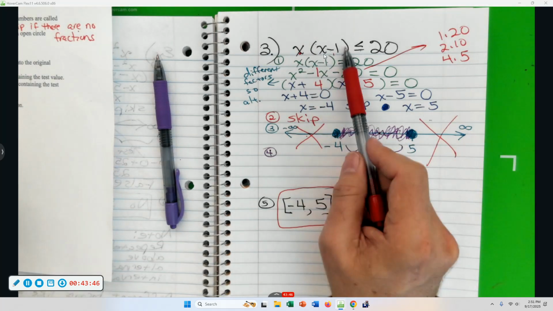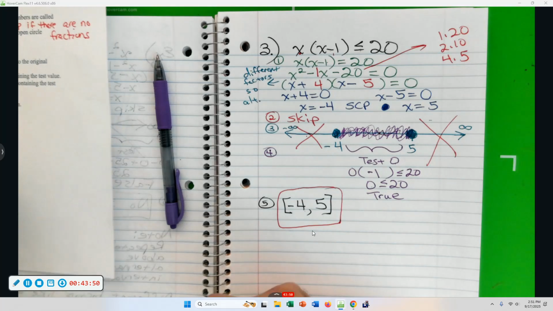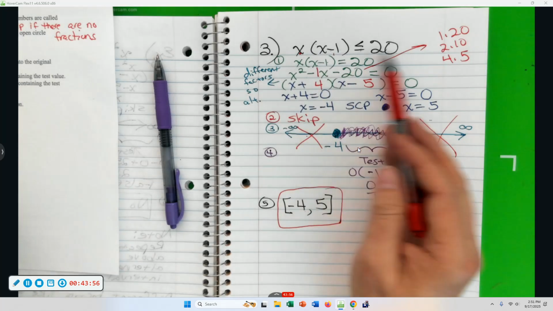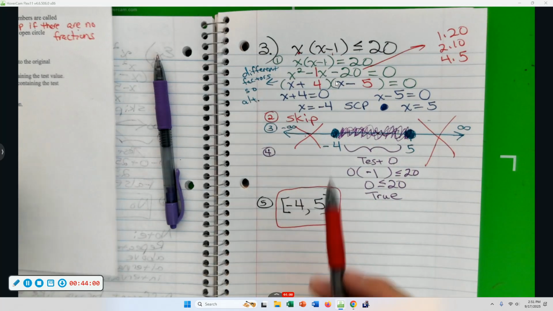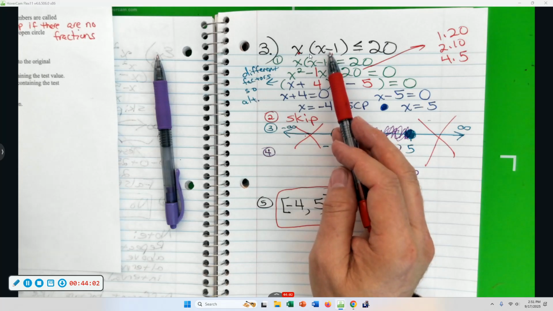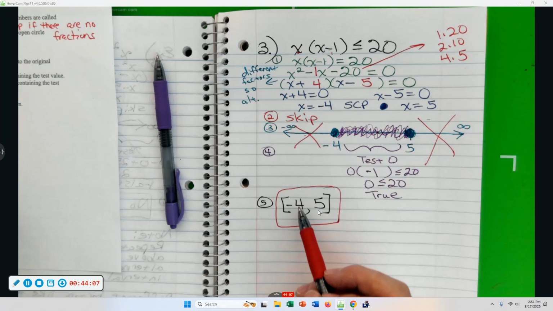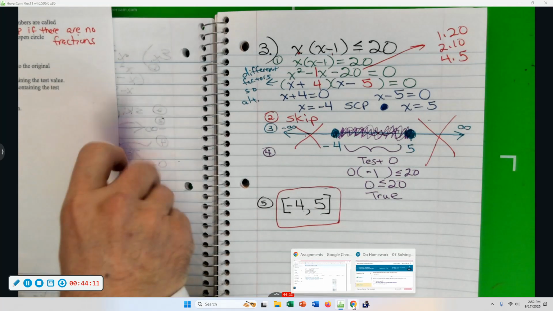Plug it in up here, the left side is going to be less than 20. You're going to plug in 0.493. Yes, that satisfies the inequality. Any number, pi is between, 3.14. Would that make it true? Pi times pi minus 1, yes, that's going to be less than 20 because pi is between -4 and +5. There you go, using some of those crazy numbers, Tony.